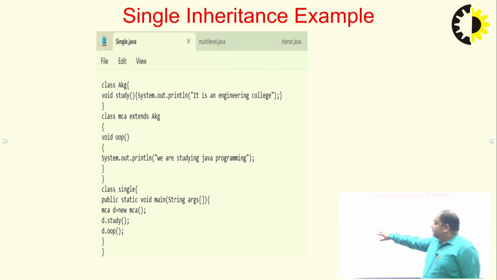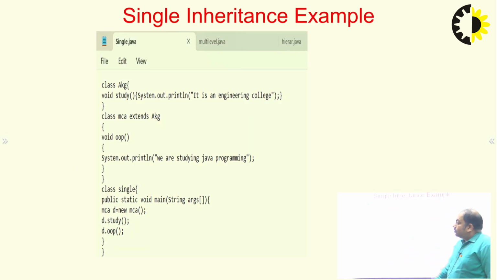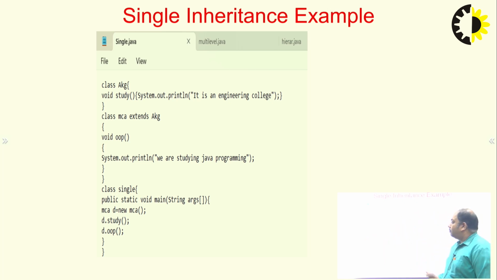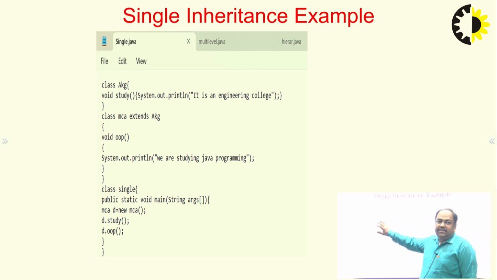But AKG has one branch which is MCA. So MCA extends AKG. So AKG is the base class of MCA. MCA is a derived class of AKG. In MCA, we have one subject which is OOPS. In OOPS, object-oriented programming, students are studying Java programming. So there is one base class which is AKG, an engineering college, and students came here to study. There is one branch which is MCA, and in MCA students are studying OOPS.